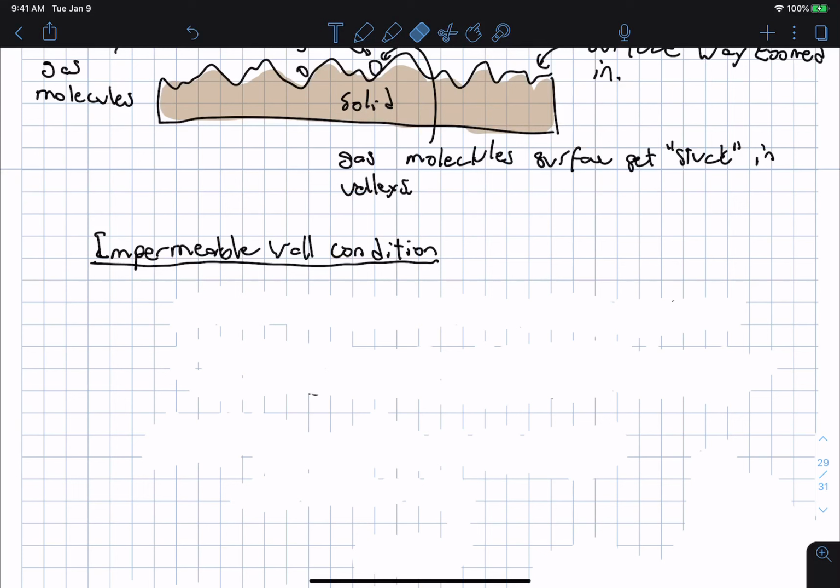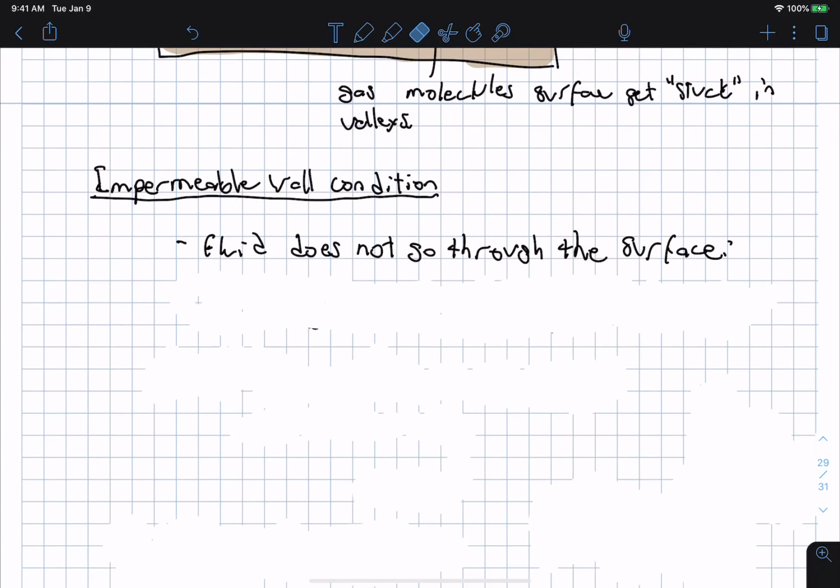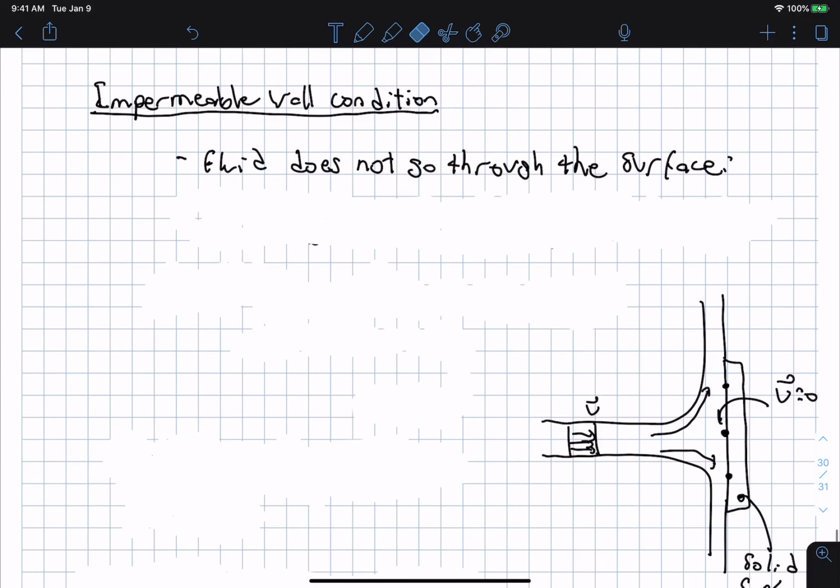This one is a bit more intuitive, and you guys are probably familiar with it. The impermeable wall condition states that the fluid does not go through a surface. So if I have a little picture here, where I have a jet of water and it is impacting a plate right here.